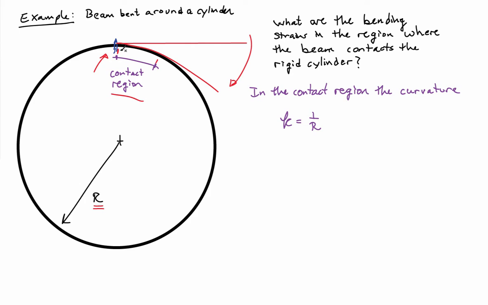But in the contact region, I actually know what the curvature is of the beam, because the beam conforms to the rigid cylinder as it bends around the cylinder. And so just from straight geometry, I know that the curvature in the contact region is 1 over the radius of the cylinder. So I have, quite trivially then, that the bending strains are just equal to minus y over r.